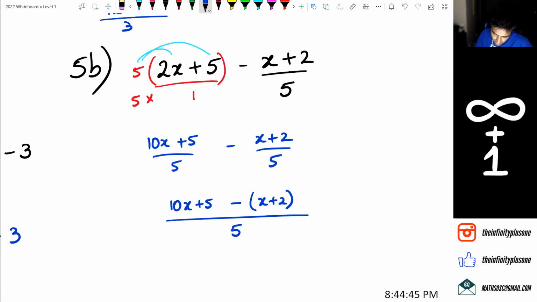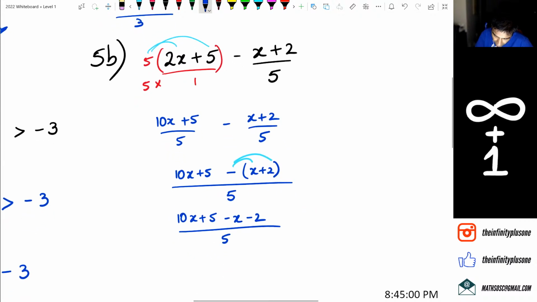And then what happens here is I've got 10x plus 5, and because that minus is actually affecting both x and 2, this will become minus x minus 2 over 5. So my final answer is actually 9x plus 3 over 5, which I don't think, oh no, sorry, I made a mistake. Shucks, that's 25 there. Jeez, that's a big mistake.